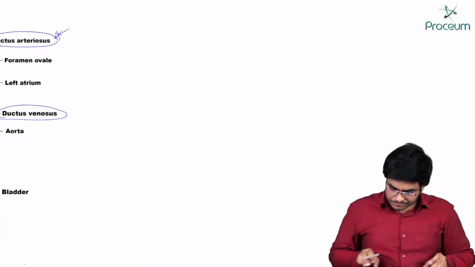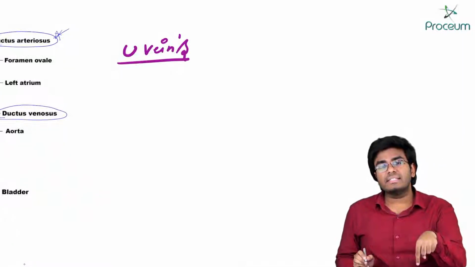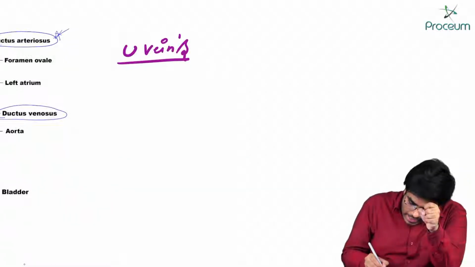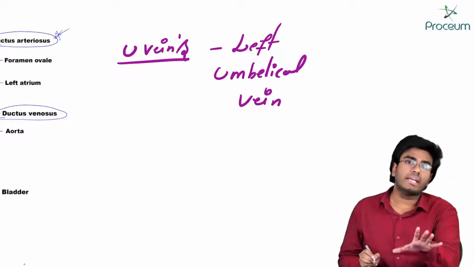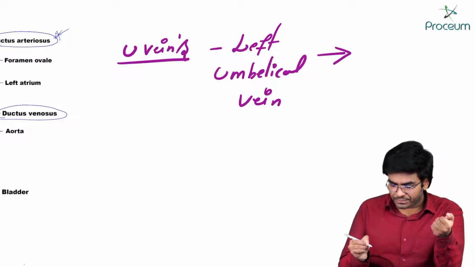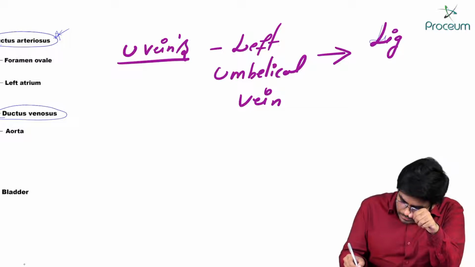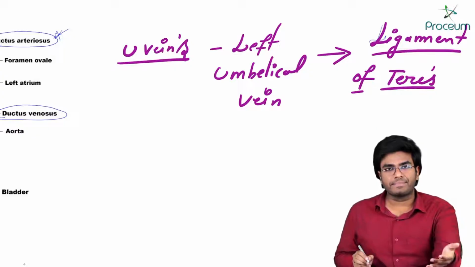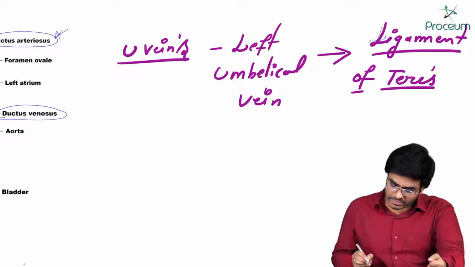Guys, please note here the umbilical veins. What is the umbilical vein which is present in the fetus? The right umbilical vein is lost. The fetus has only one umbilical vein, that is the left umbilical vein. That too carries the oxygenated blood. We know it. Now this left umbilical vein, we no longer need it after the delivery of the baby. It is present as a remnant. This remnant is known as the ligament teres, the ligamentum teres hepatis, present in the liver. They can ask you, what is the fate of the left umbilical vein? The left umbilical vein is obliterated and becomes the ligamentum teres.